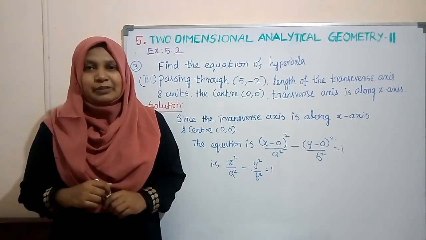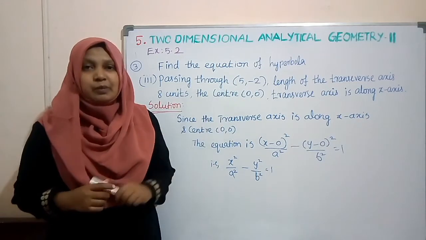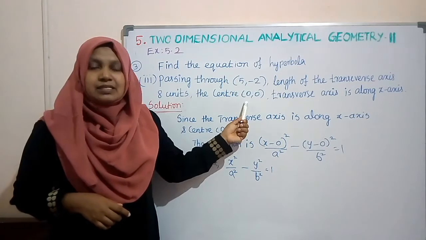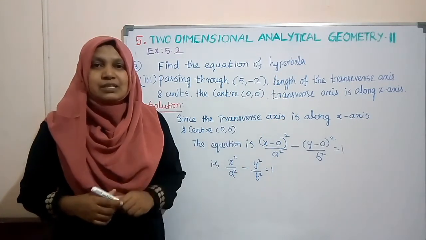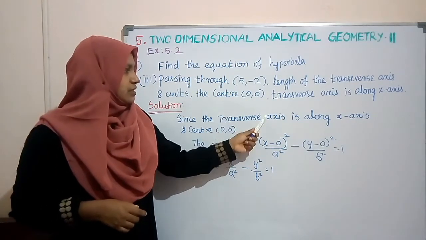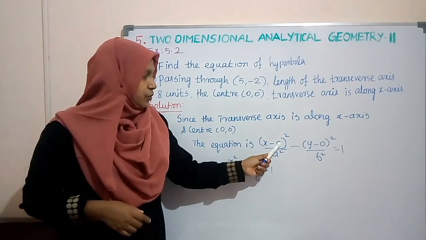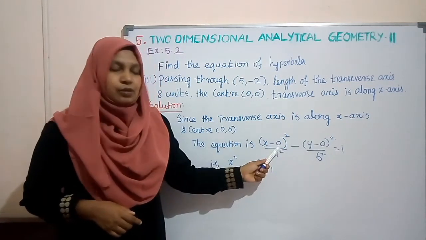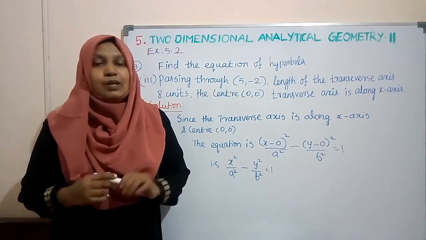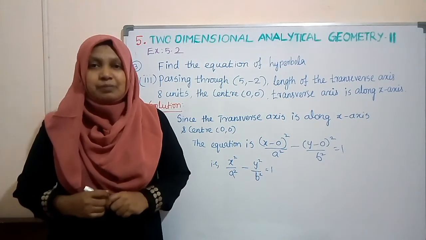Question number 3, subdivision 3. Find the equation of hyperbola passing through 5 comma minus 2 and the length of the transverse axis is 8 units, center 0 comma 0 and the transverse axis is along x-axis. Since the transverse axis is along x-axis and center is 0 comma 0, directly we can write the equation with h comma k as 0 comma 0. We have just the equation x square by a square minus y square by b square is equal to 1. Here we have to find the value of a square and b square.